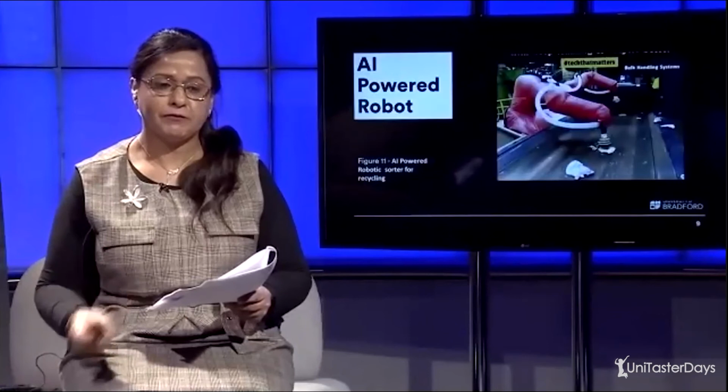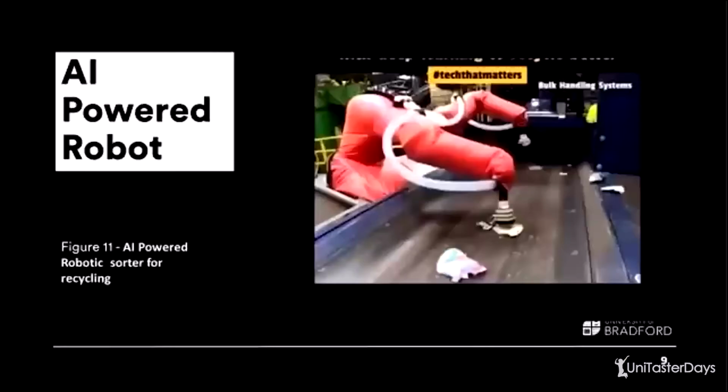Moving on, this is an example of an AI powered robot sorter, which can learn how to see the difference between plastic and card. It uses its arms, with 7 degrees of freedom, and it is able to pick out the right products using a whole set of AI models.